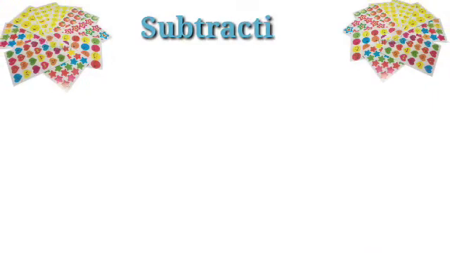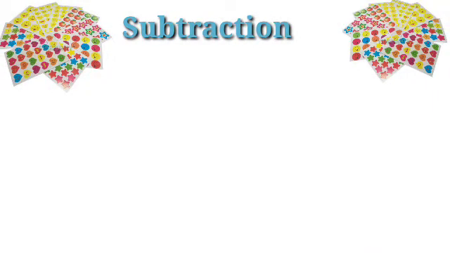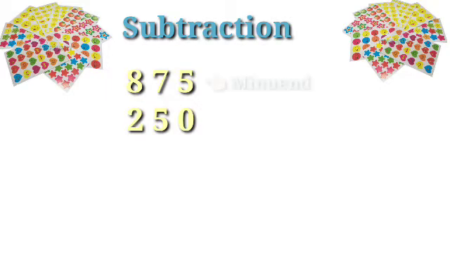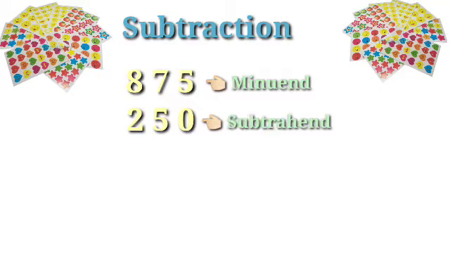Let us start doing subtraction, children. So stickers with Charan, it is 875, children. Now stickers he gave to Teja, it is 250, children. Now 875, do you know what, children? This is the number from which we subtract. So this is called minuend, children. And see, children, this 250 is called what? This number which is subtracted from the minuend is called subtrahend, children. Now what is the symbol of subtraction, children? It is minus. So 875 minus 250, children.